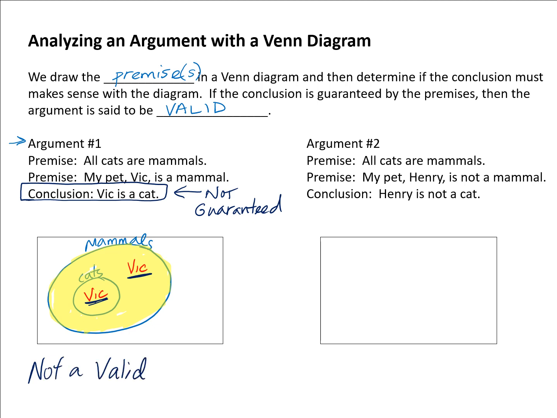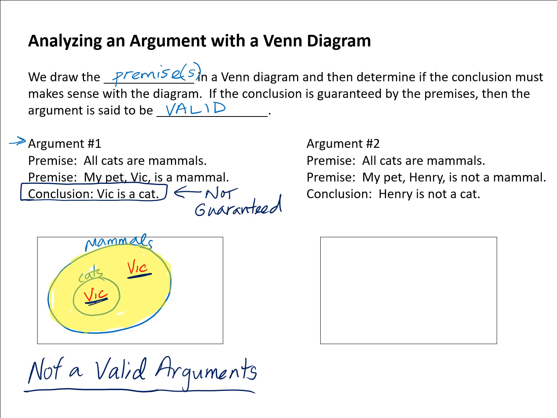So even though Vic could be a cat, in logic, we say this is not a valid argument because it is not absolutely guaranteed. If there's a possibility that Vic might not be a cat, you have to say it's not valid. So to be a valid argument, the conclusion must absolutely follow. Let's look at one more example.